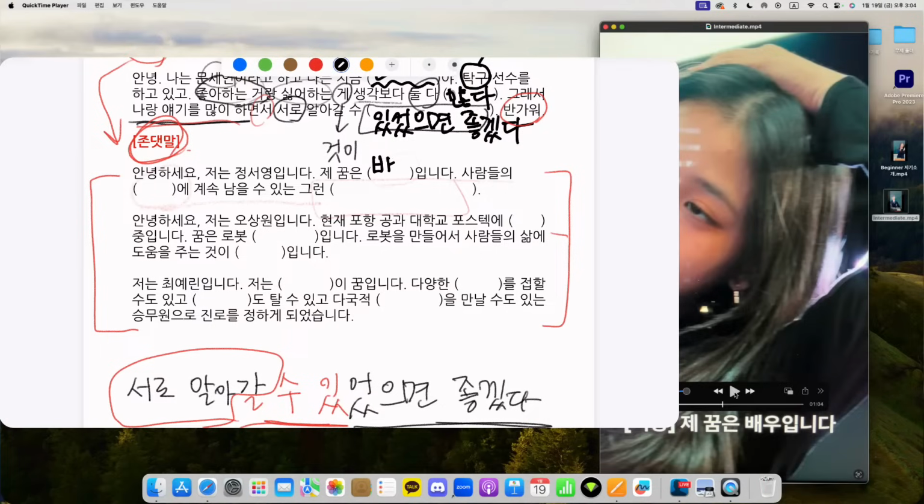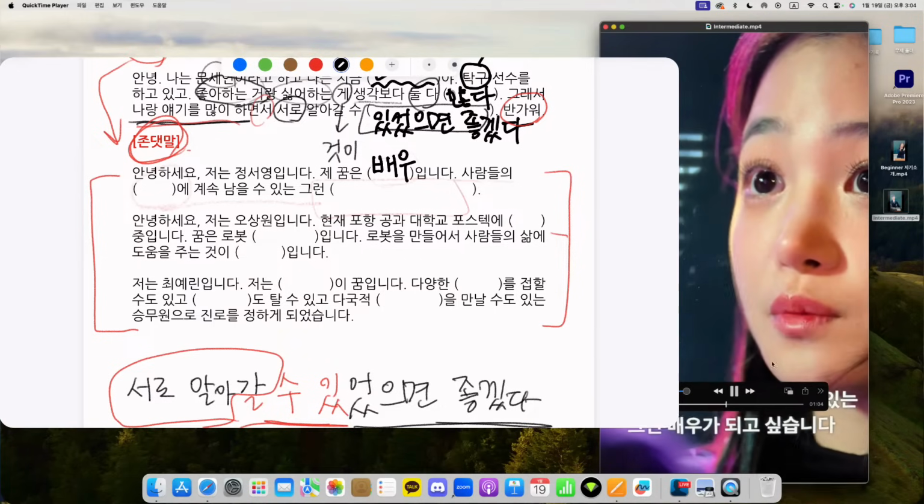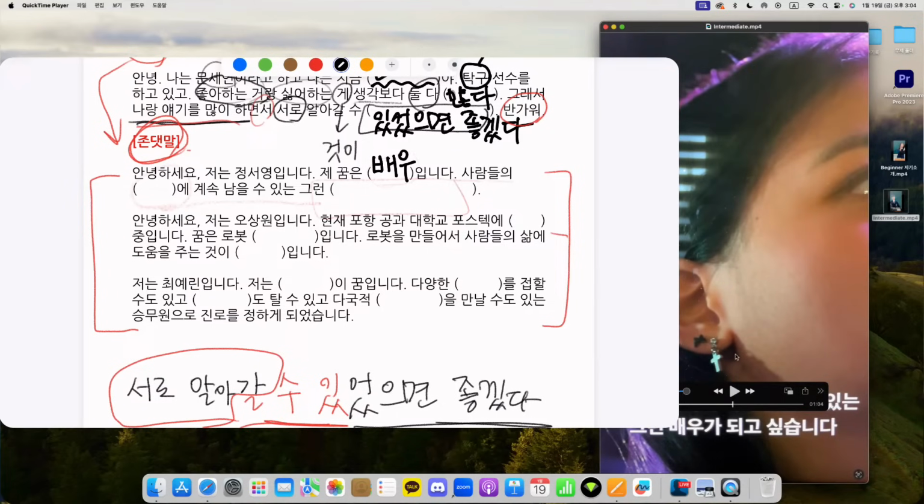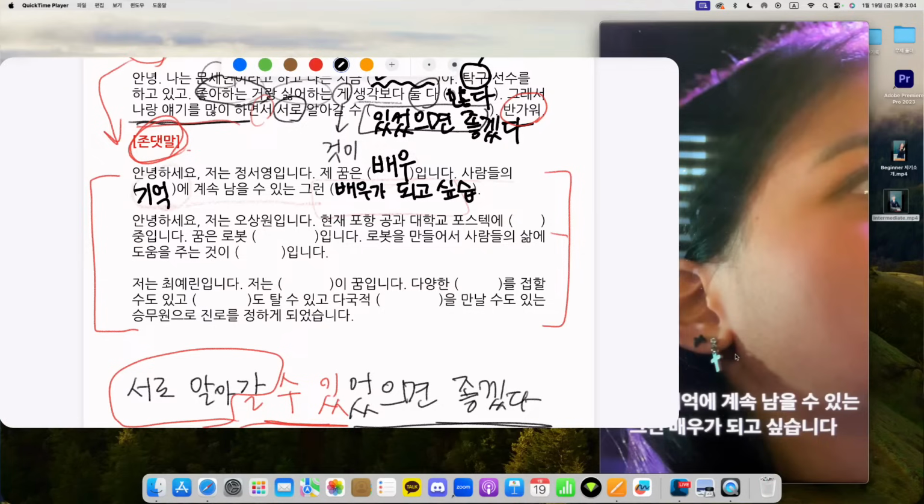배우래요, 배우. She wants to become an actor or actress in her case. 배우입니다. 그리고 she specifies what kind of actress she wants to be. 사람들 기억에 계속 남을 수 있는 그런 배우가 되고 싶습니다. 뭐래요? 사람들의 기억에 계속 남을 수 있는 그런 배우가 되고 싶습니다. She expresses her hope by saying 고 싶다.